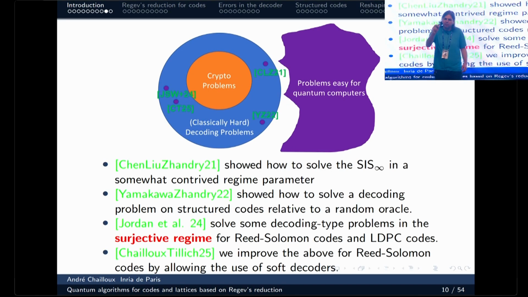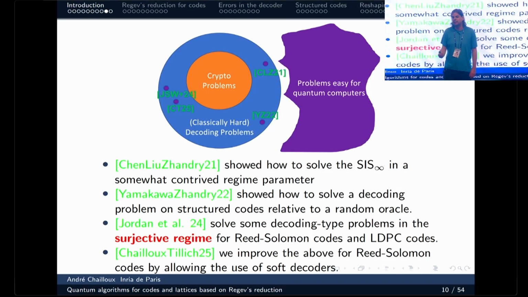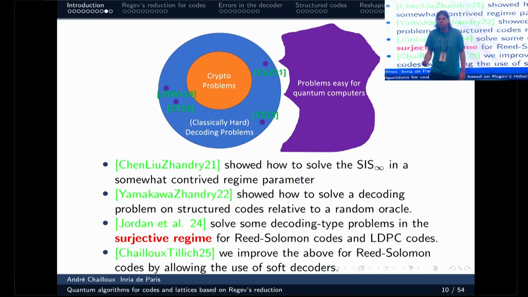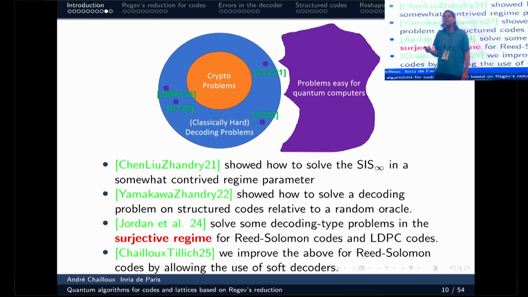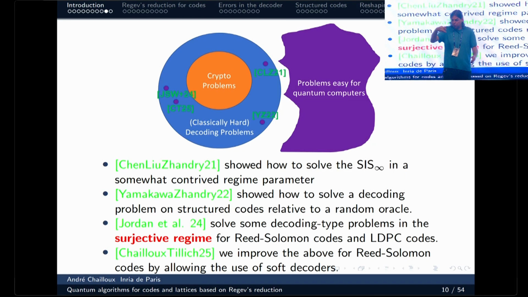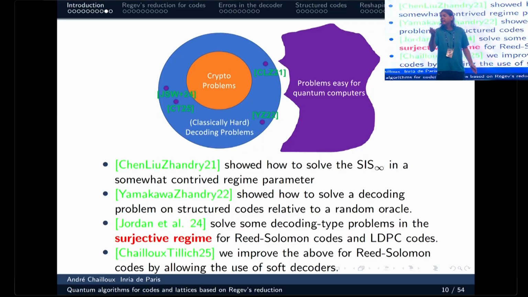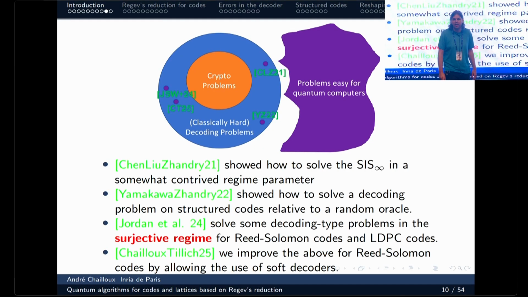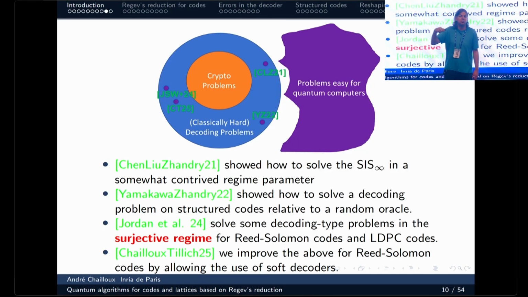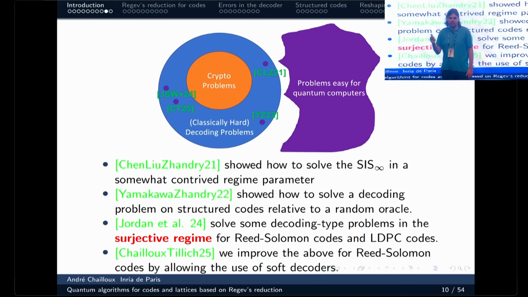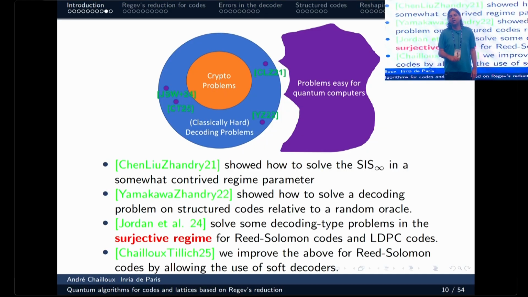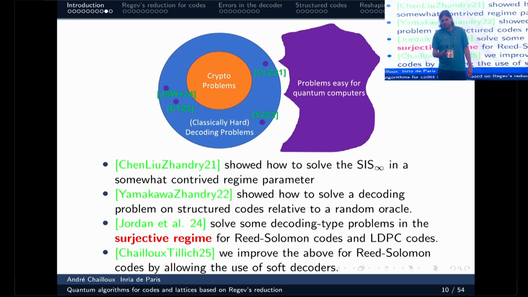And then there have been a few more dots popping up. There was this decoded quantum interferometry paper by Jordan et al. that solved some decoding type problems, in the surjective regime, so in the second regime, for Reed-Solomon codes and low density parity check codes. And also in some regimes where we're not sure whether we can solve them with classical computers as well. And with Jean-Pierre Tillich, we also showed how to improve this result on Reed-Solomon codes by allowing the use of soft decoders, which is something I'm going to talk about.